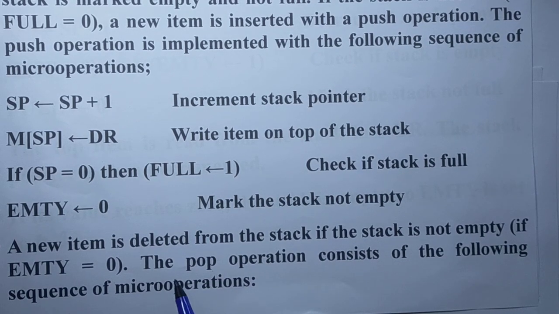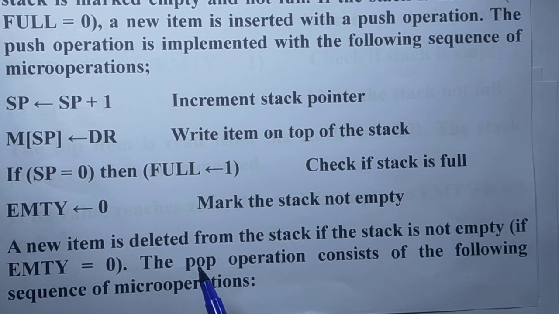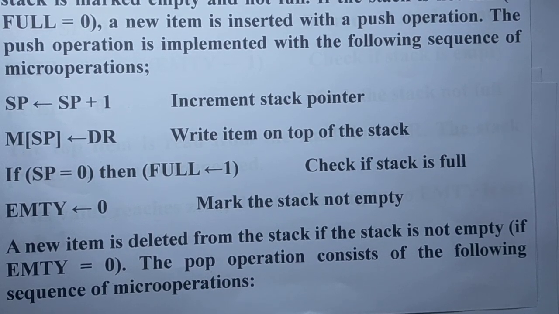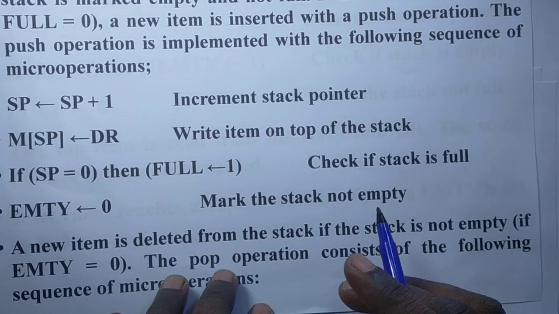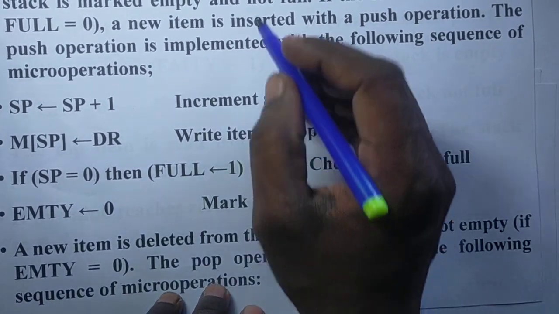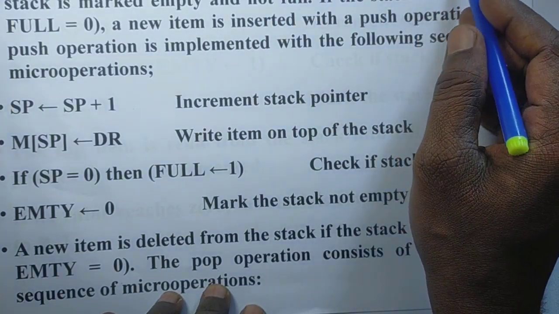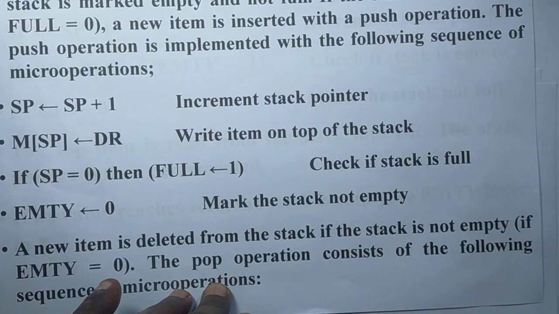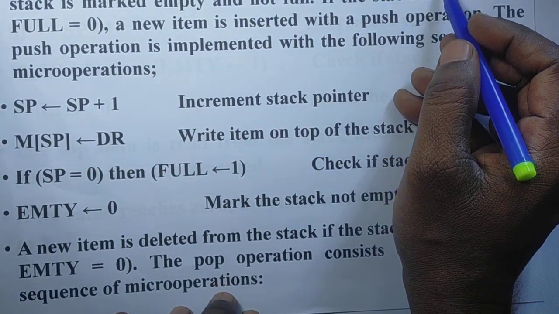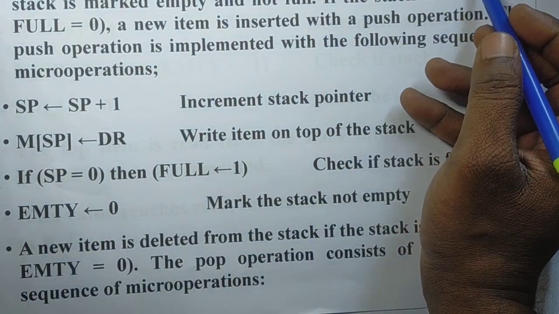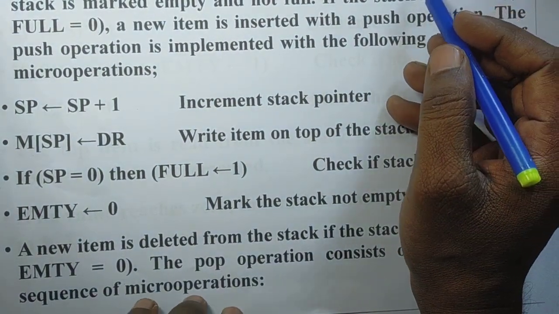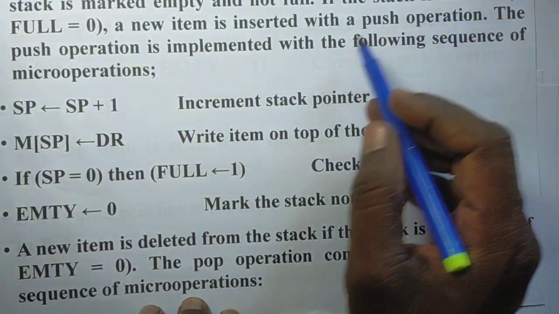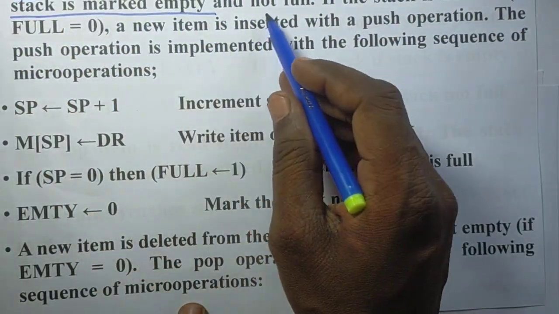Now for SP, we will consider some techniques or approaches. Two kinds of concepts we will consider. If empty is 1, then full is clear. Full is clear because empty is 1, so full is 0. SP points to address 0, and the stack is marked empty and not full.